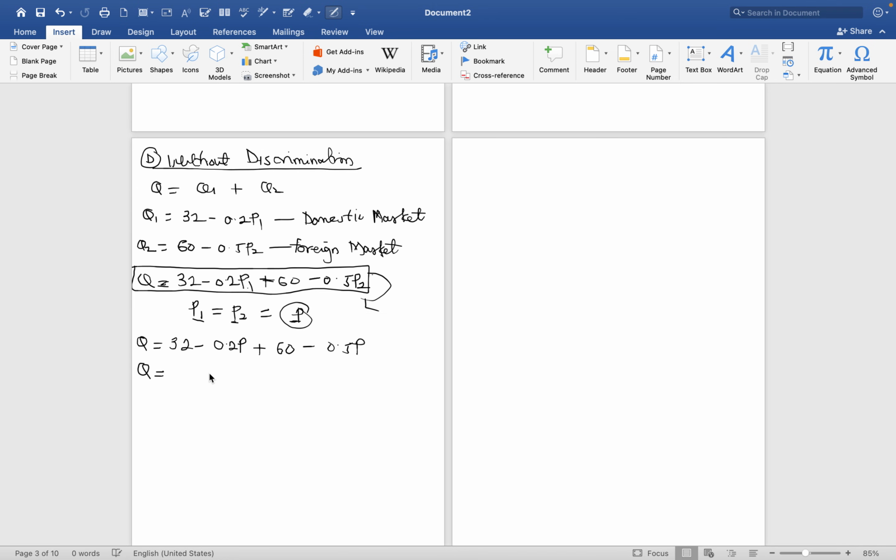So 32 plus 60 would give us 92, minus 0.2 minus 0.5, which will give us minus 0.7 P. So this is our demand function.